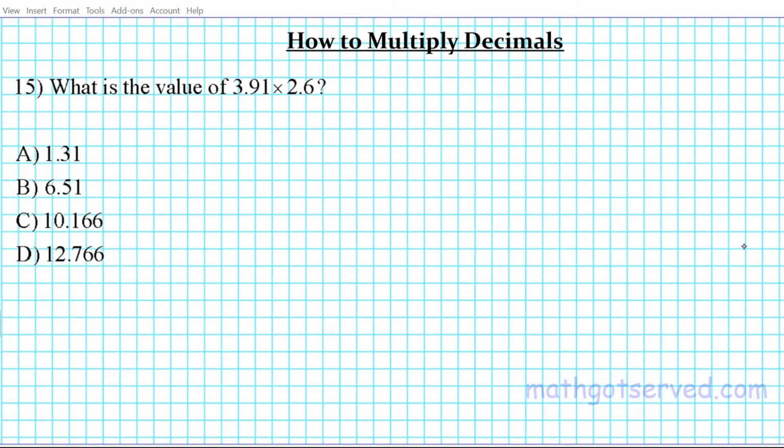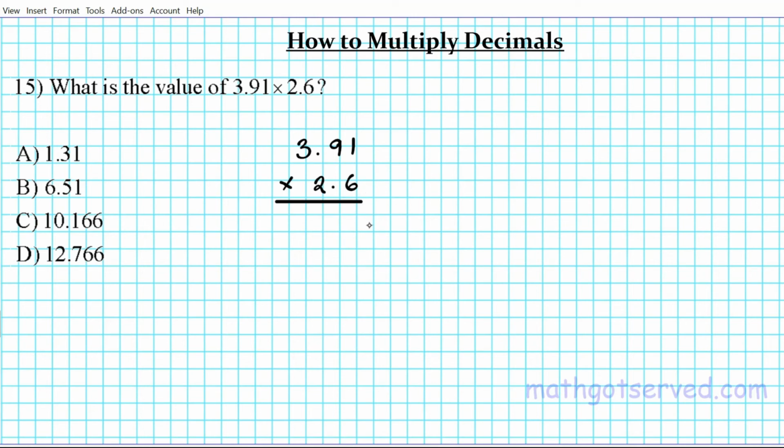All right, let's take a look at question number 15. In question 15, we're multiplying 3.91 by 2.6. When we're multiplying decimals, first of all, just act as though there's no decimal point, okay? And then the number of digits to the right of the decimal will tell you exactly where to place your decimal point. So let's go ahead and multiply the digits first.